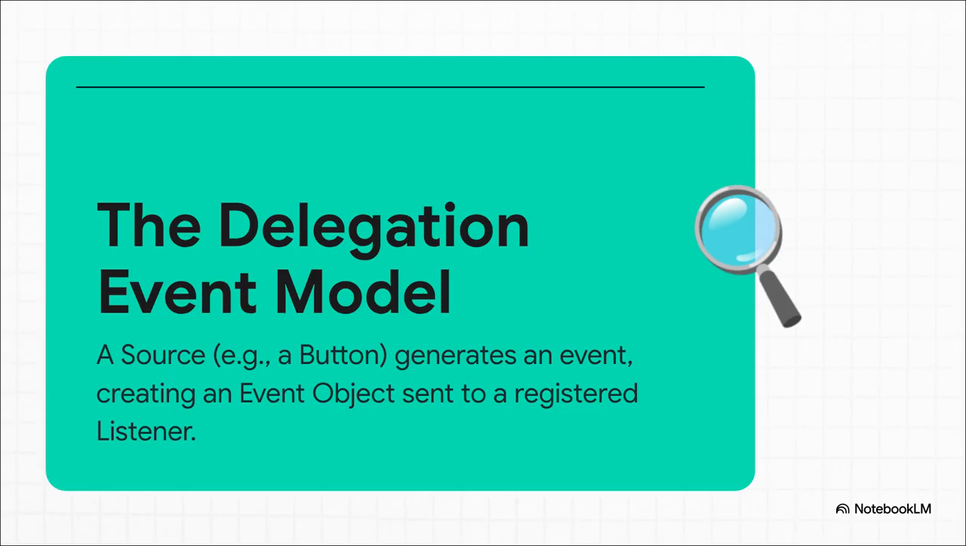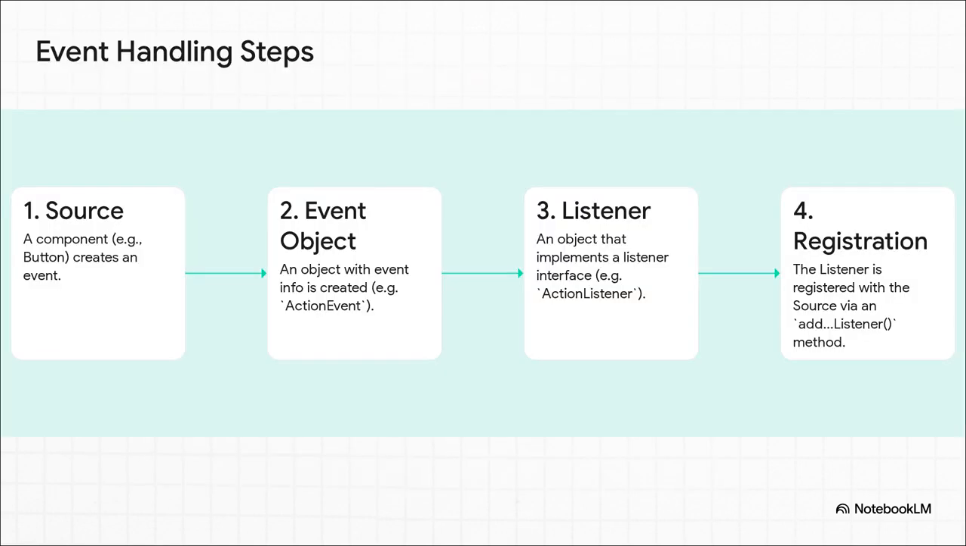That's the source. When someone clicks it, the button basically yells, "Hey, something just happened to me," and it creates a little package of information called an event object. But the button itself doesn't know what to do, so it delegates that job to a listener. Your code, the listener, is just sitting there, waiting to hear that yell, and when it does, it springs into action. So let's look at the 4 steps you have to nail every single time.